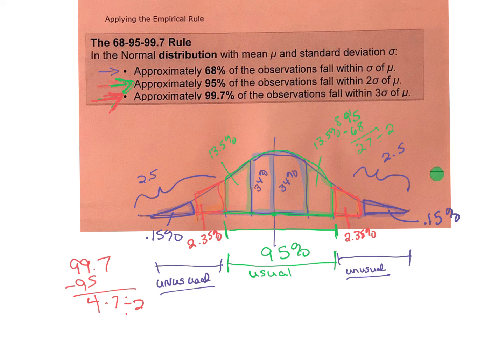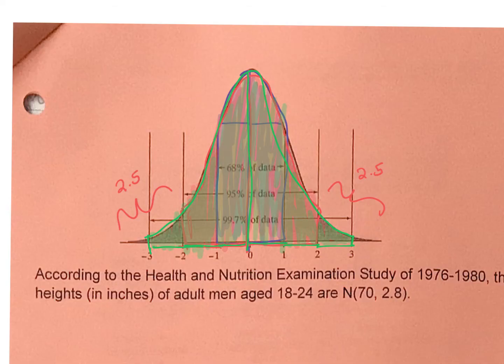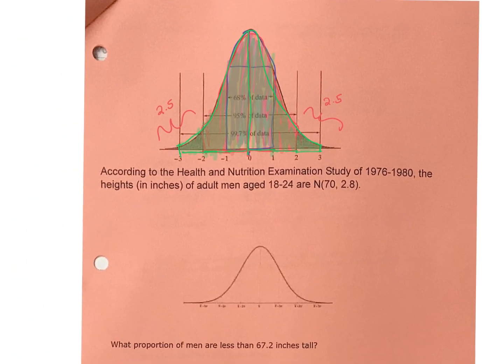Does that make sense where we got those numbers from? You're just going to memorize those: 34, 13.5, 2.35, and 0.15. Now I'm going to show you how we actually use those. So onward.